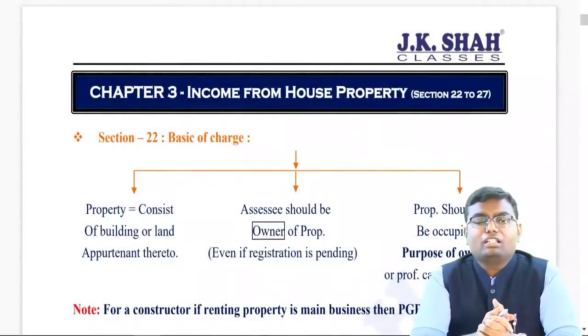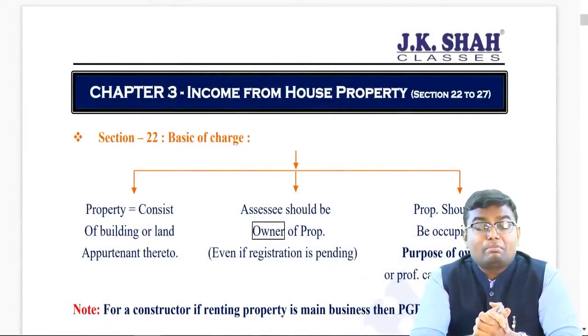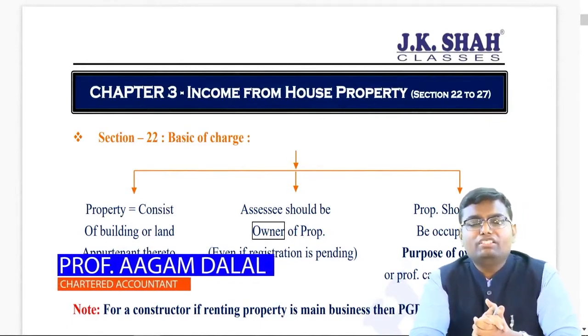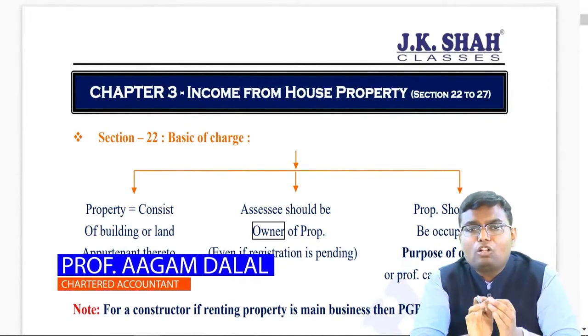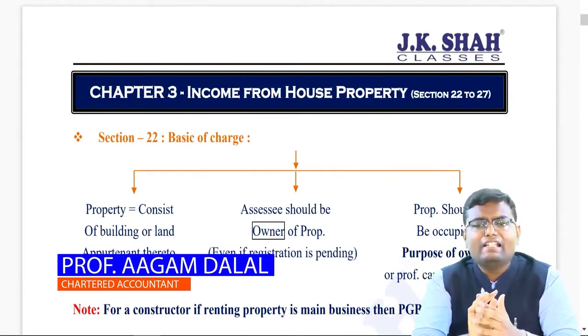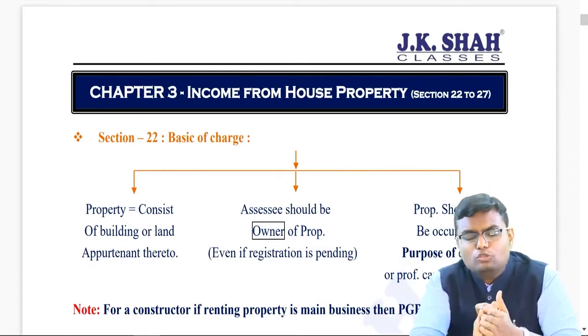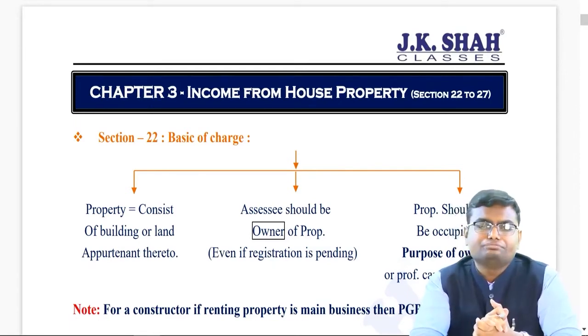Now friends, after completing the very first two chapters, that is basic concepts and residential status and scope of income, let us continue with the third chapter, income from house property. Basically this is the second head of income, but let us first understand income from house property. Section 22 till section 27 it ranges.